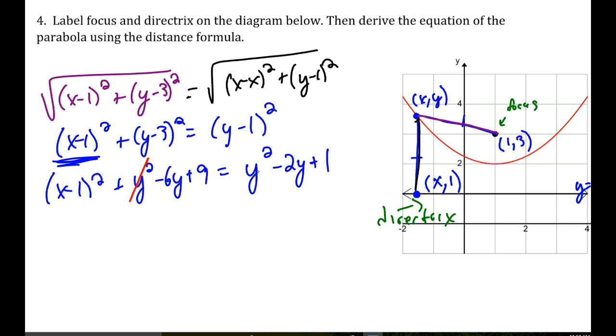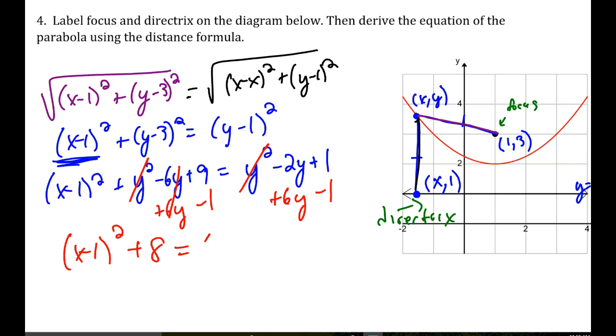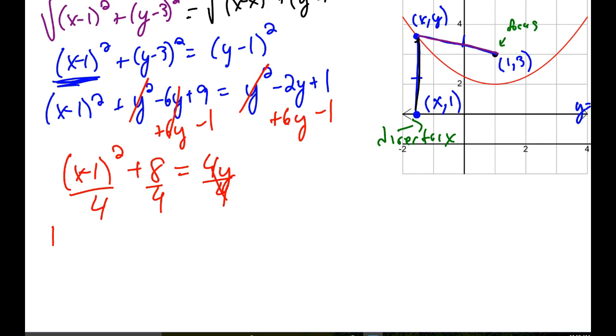I have a y squared on both sides, so I can subtract that out. I'm going to get the y's on the left-hand side, so plus 6y, and move that 1 over. So I get x minus 1 squared, those are gone, minus 8 plus 8 equals 4y. Divide both sides by 4, divide everyone by 4, and I end up with 1/4 (x minus 1) squared plus 2 equals y.